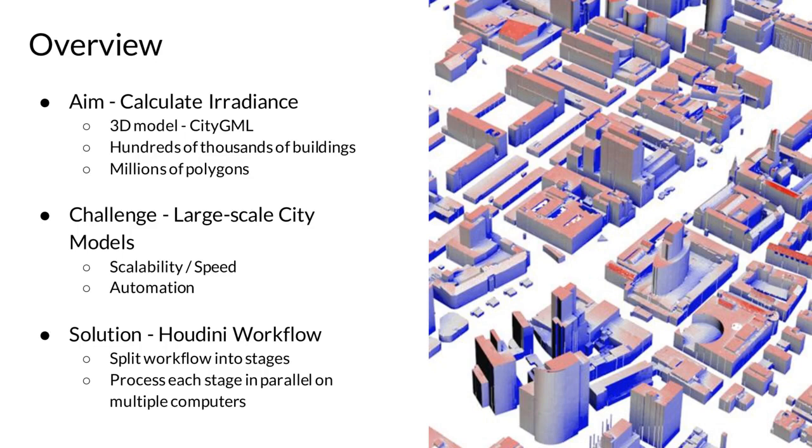Three key components in the workflow are the CityGML modeling standard for 3D city models, the Radiance simulation engine for calculating irradiance, and SideFX Houdini software for scaling and automating the workflow. Each of these three components will first be briefly introduced.